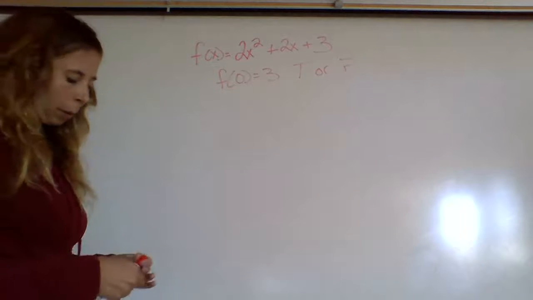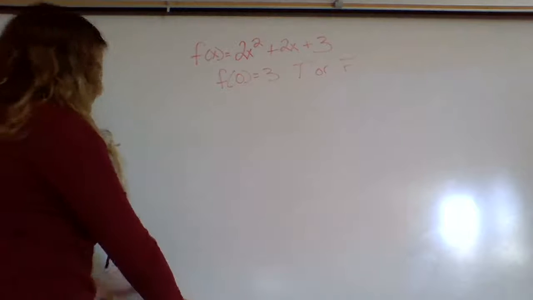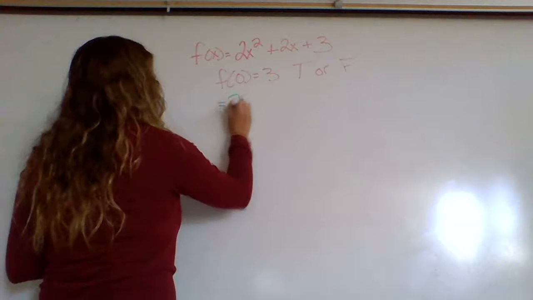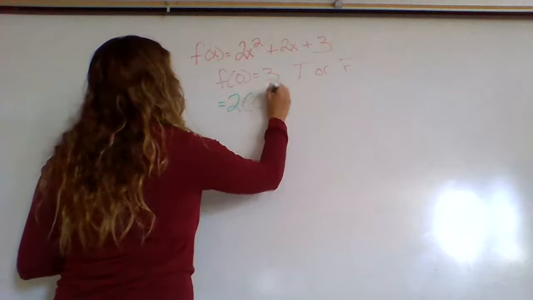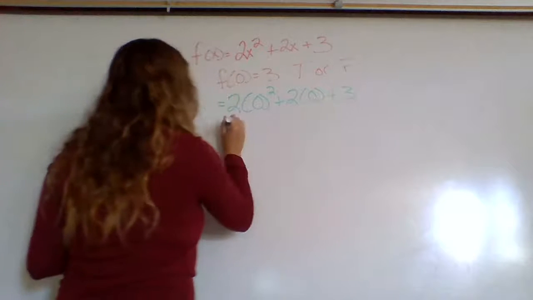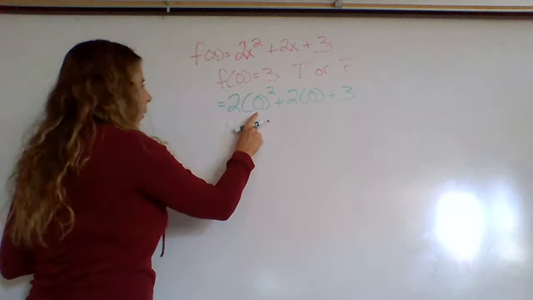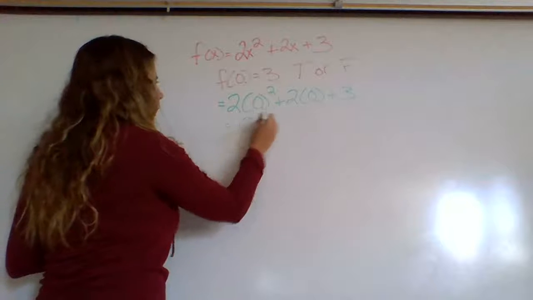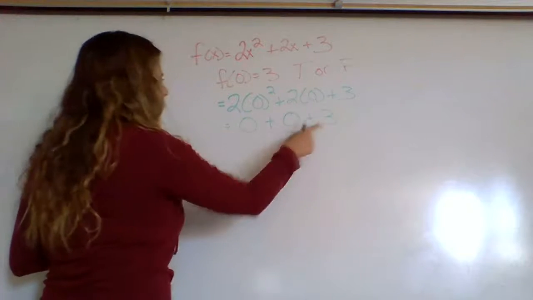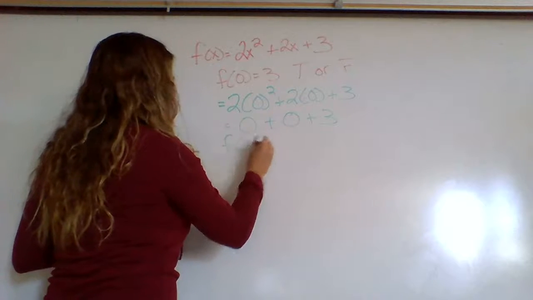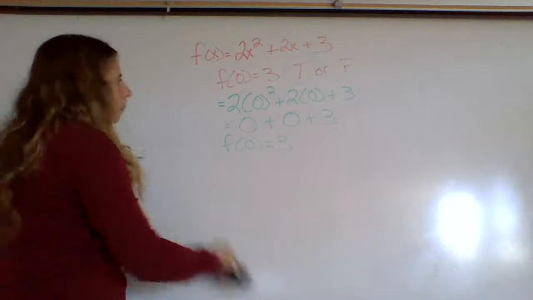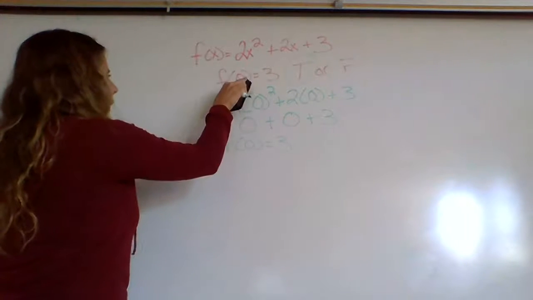Okay, so a way to do it is just substitute 0 in. So that would be 2 times 0 squared plus 2 times 0 plus 3. 0 squared is 0, so 0 times 2 is 0, plus 2 times 0 is 0, plus 3. So f of 0 equals 3. That is true. Okay? So whatever they give you in here, just substitute it in.